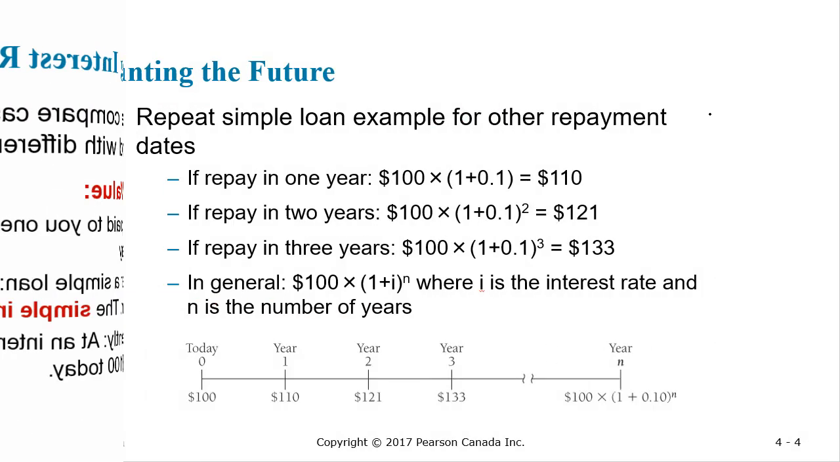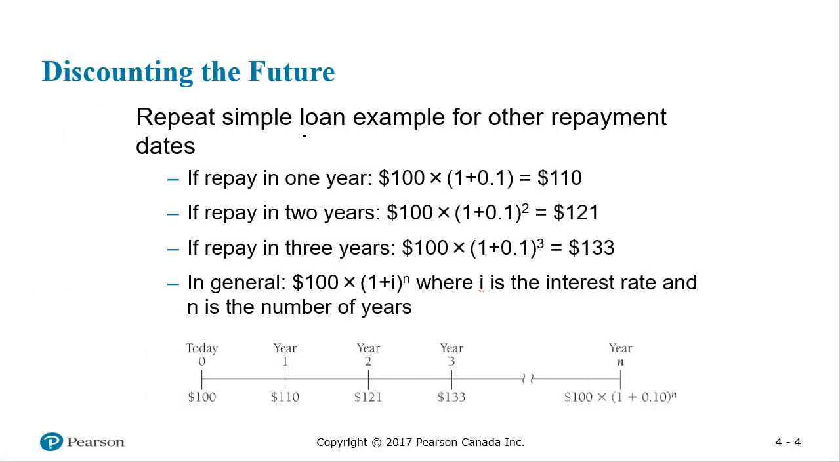110. So on this slide, we're just repeating the simple loan example for other repayment dates, and we're looking at if we pay in 1 year, that we've done that, if we repay in 2 years, and if we repay in 3 years, okay? So you can see this slide has got a little bit of algebra here, and let's not worry too much about it because it's pretty simple. But it's just showing you that the way we calculate the future value is the principal amount times 1 plus I, which is the interest rate, to the power of n, which is the number of years.